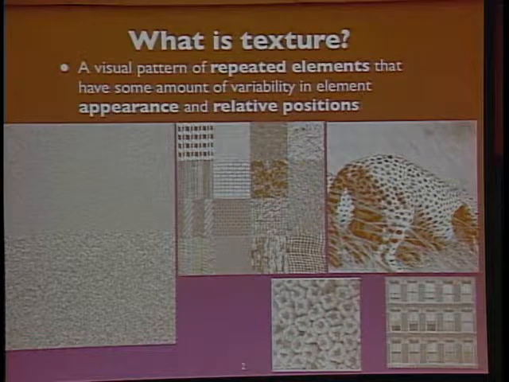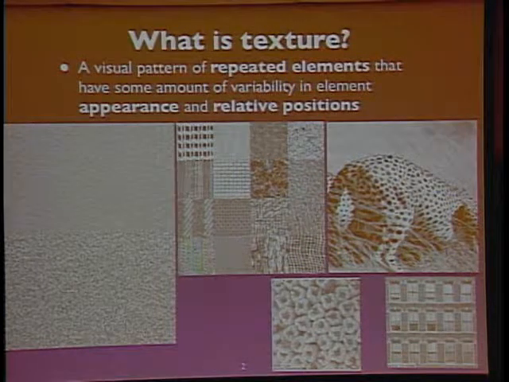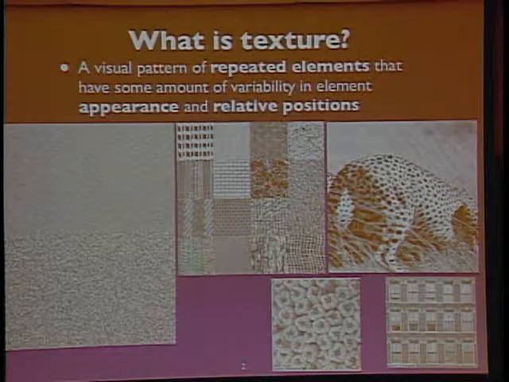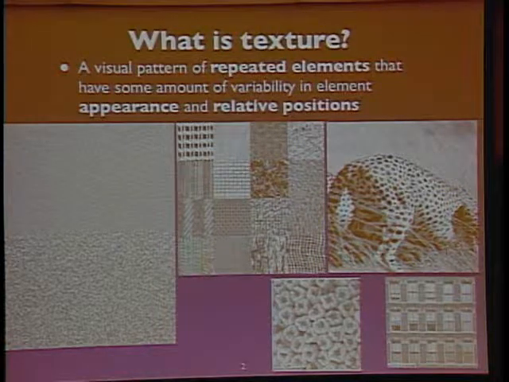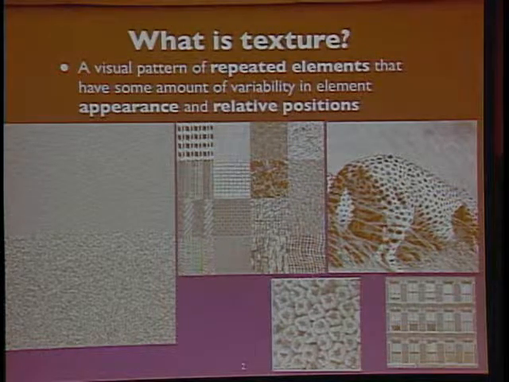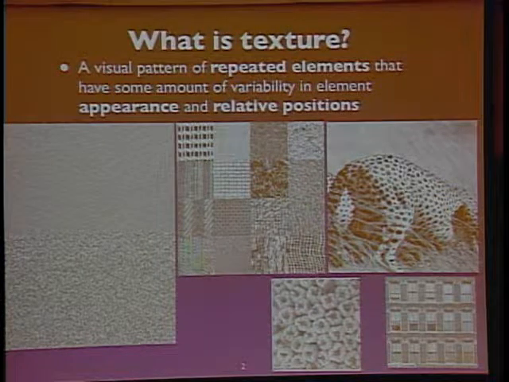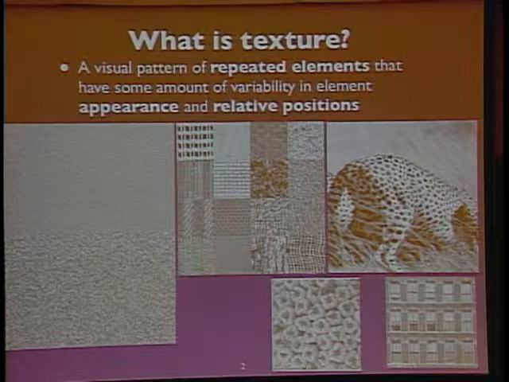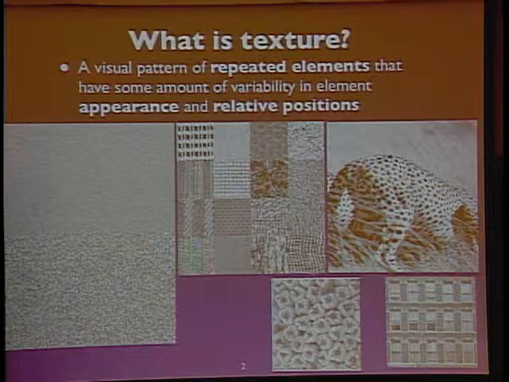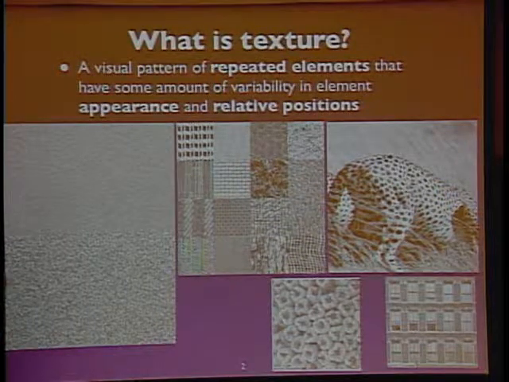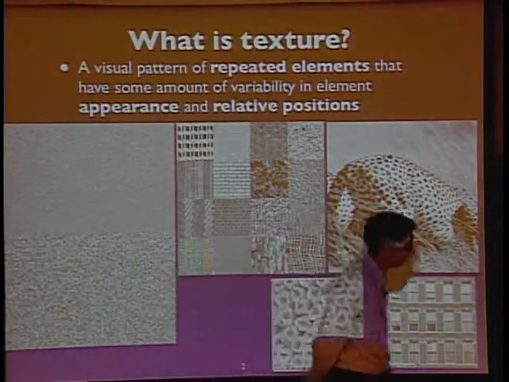So for our purposes, a texture or a visual texture is going to be a visual pattern of repeated elements. So this is the key notion, that there are certain elements in a texture that are repeated. Now, each one of those elements does not necessarily look identical to each other, and the placement of those elements is not necessarily identical from element to element. But there is some amount of regularity in the appearance of each one of those elements and the relative positioning of adjacent elements.